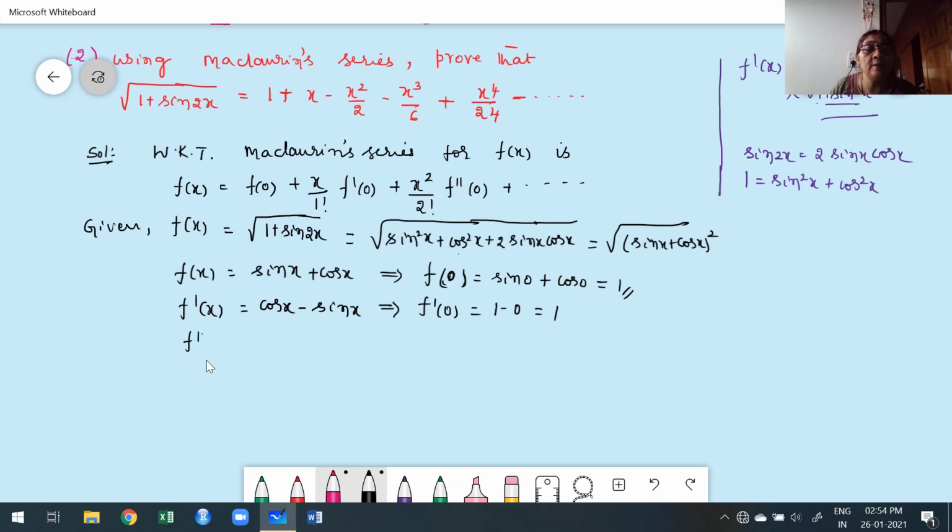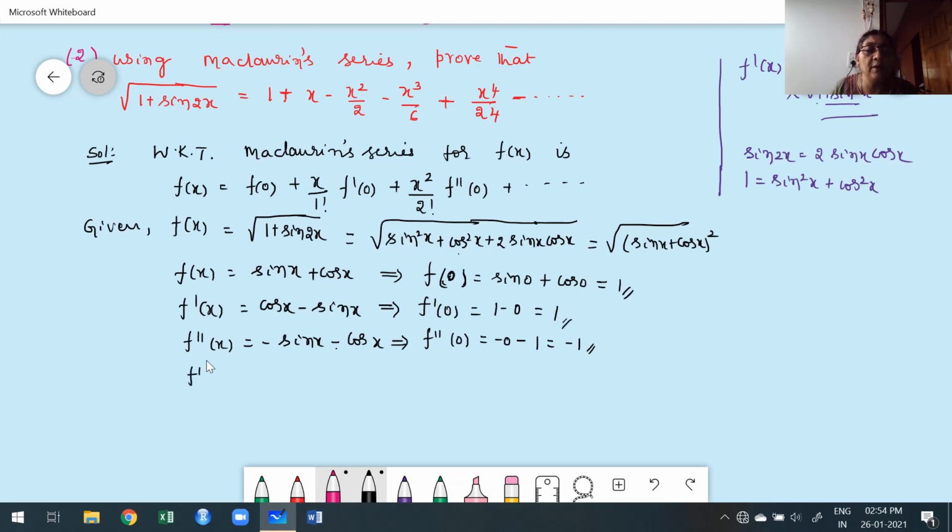Okay, what is the next derivative, f double dash of x? What is the derivative of cos x? It is minus sin x. What is the derivative of sin x? Cos x, and minus, we already have the derivative of sin x is cos x. What is f double dash of 0? Sin 0 is 0, minus cos 0 is 1. Finally, f double dash of 0 is minus 1.